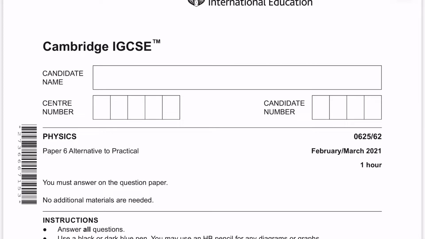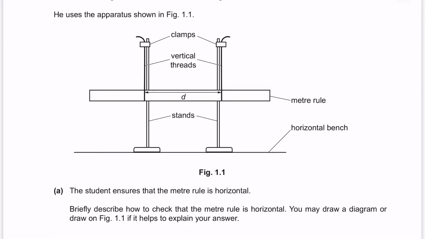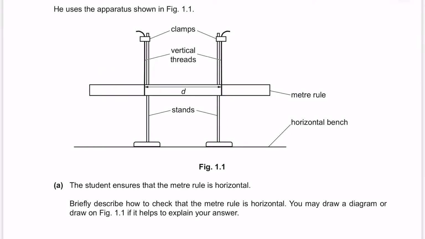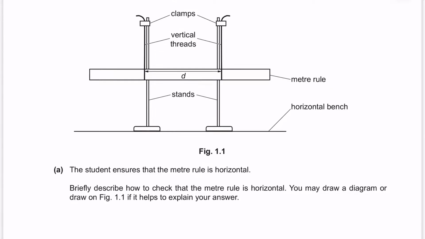Okay, so we'll solve paper 6, March 2021. A student investigates the motion of an oscillating meter rule. He uses the apparatus shown in figure 1.1. So, okay, meter rule is given, stands are given, fine. Part A, the student ensures that the meter rule is horizontal. Briefly describe how to check that the meter rule is horizontal. You may draw a diagram or draw on figure 1.1 if it helps to explain your answer.